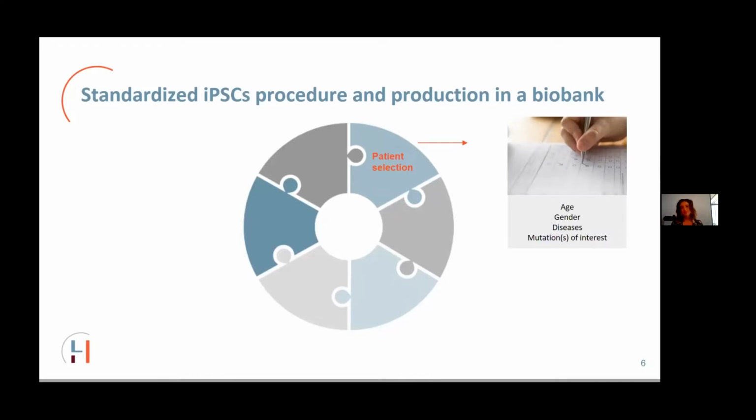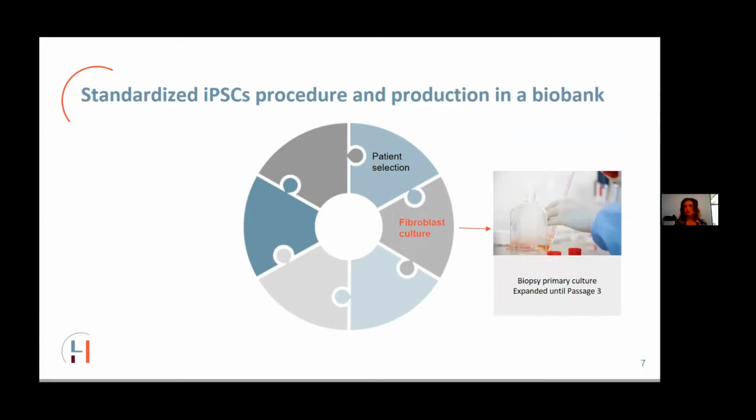So how do we standardize IPSC procedure and production? We start with the patient selection. We select the patient by age, by gender, by disease, by mutation of interest. Then we culture the fibroblasts because we produce IPSCs from fibroblasts. I'm going to show you a case study for this.